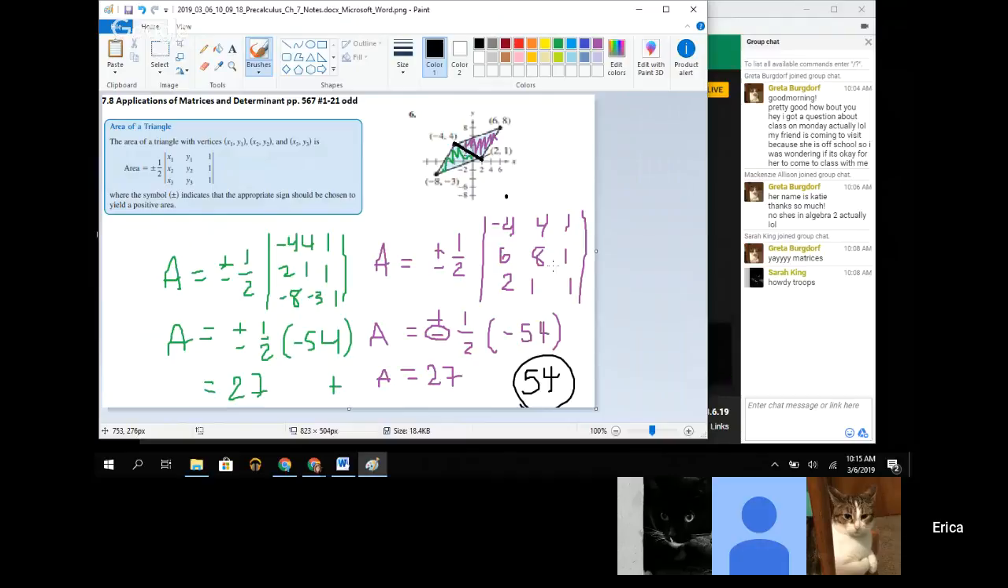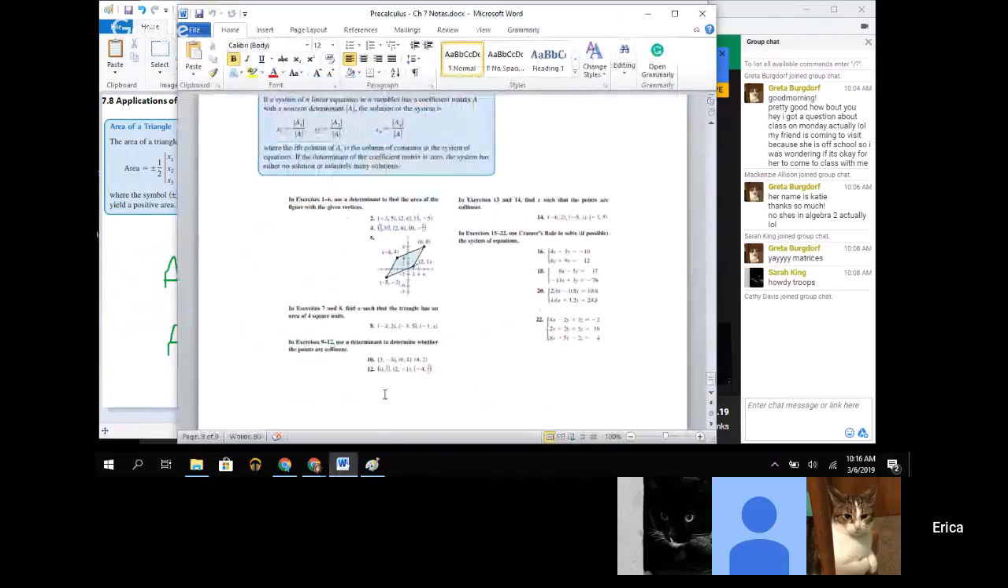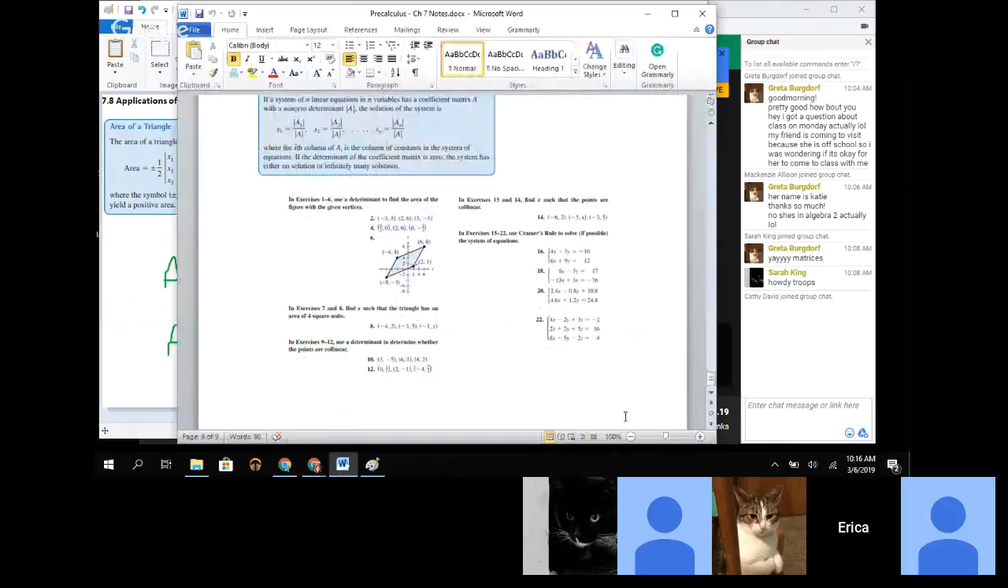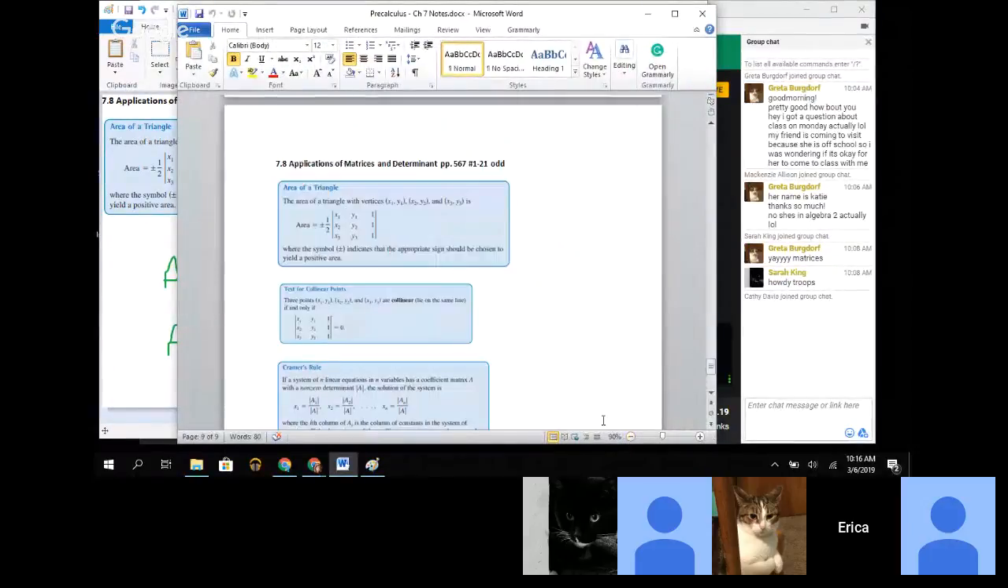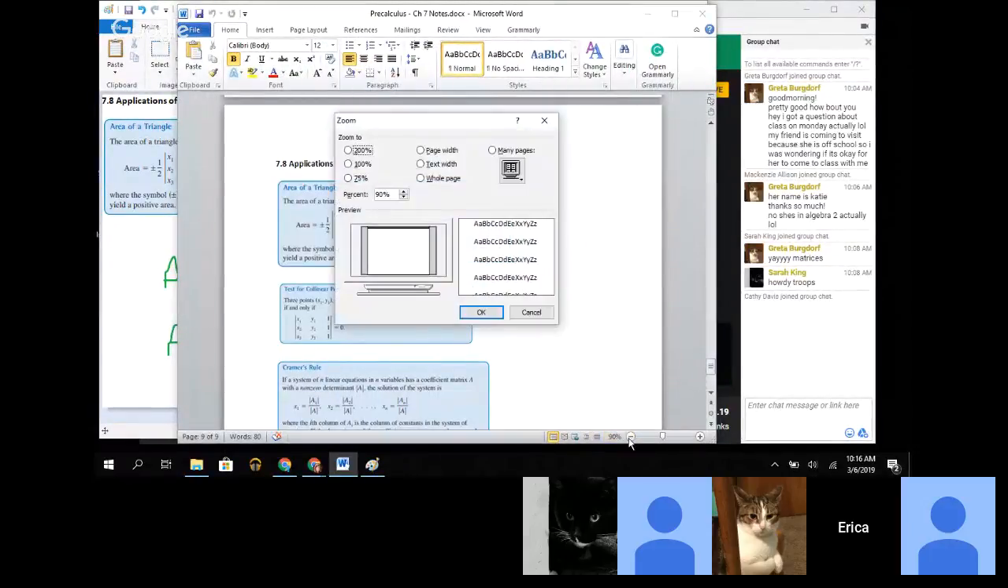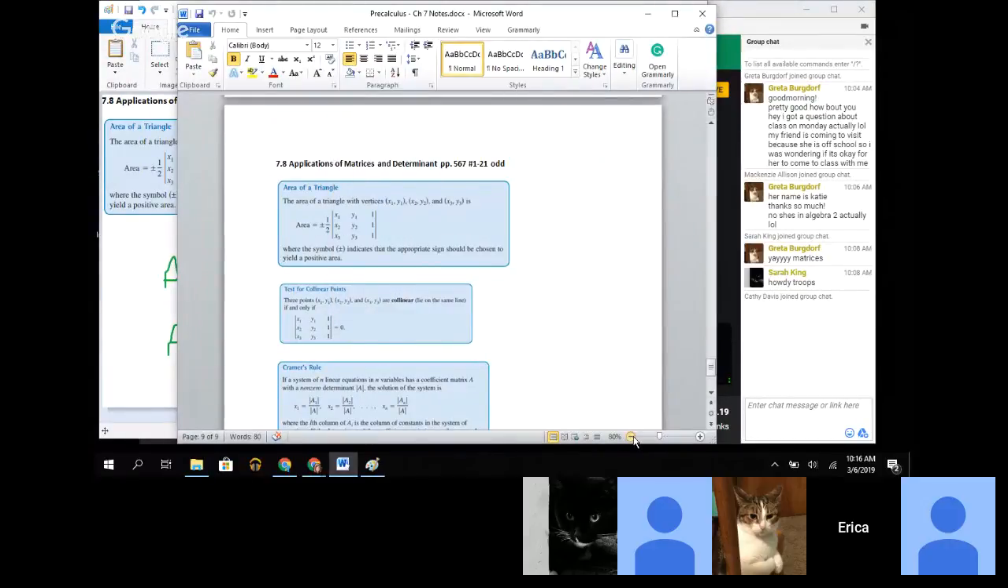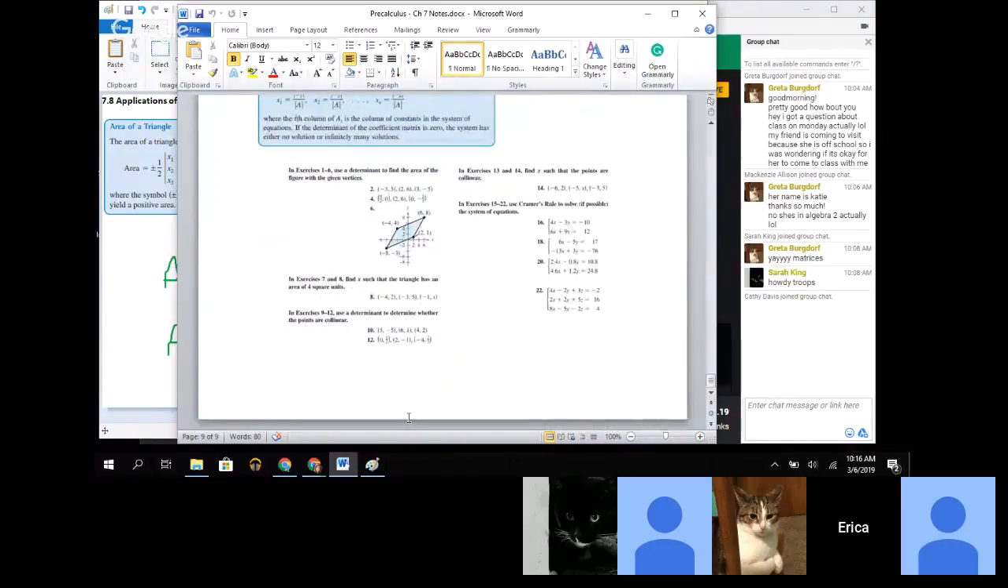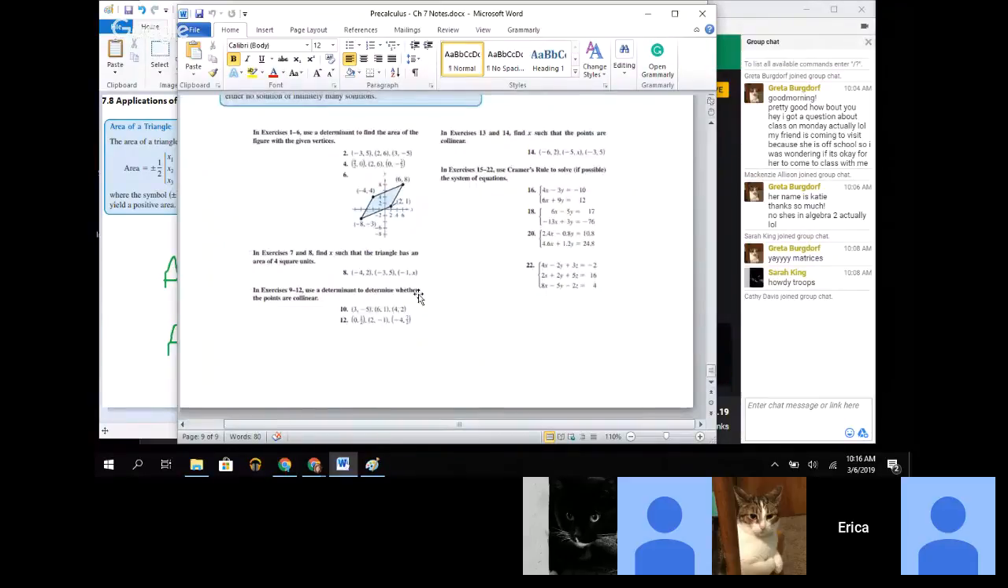Pretty easy, right? If you look at problem number 7, it says, hey, Connor, I cannot click any of the right buttons today. It's just been one of those days. What? There we go. If you look at number 8, it says, find x such that the triangle has an area of 4 square units.